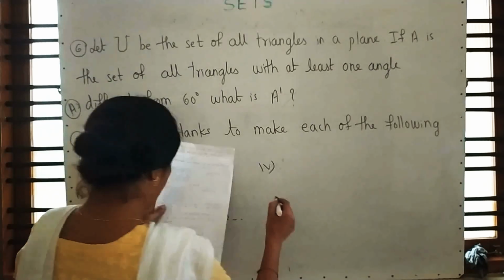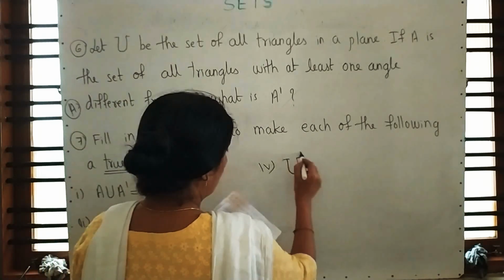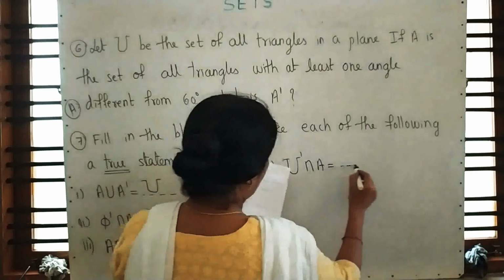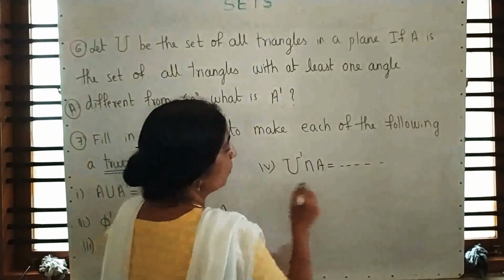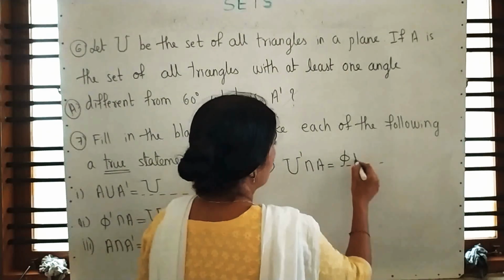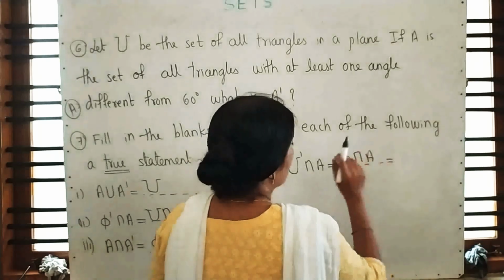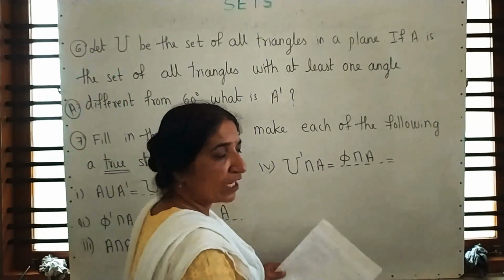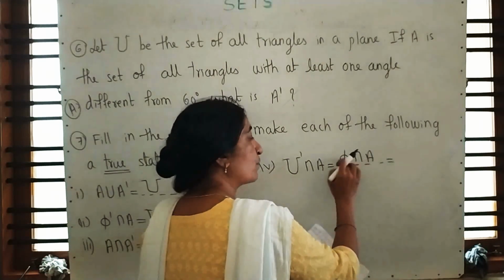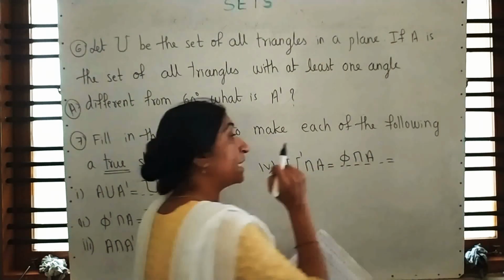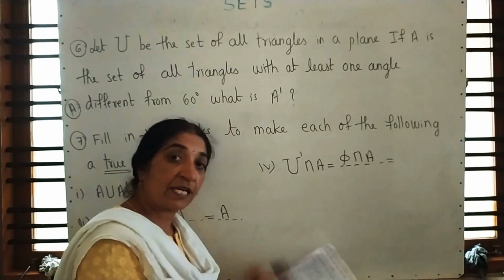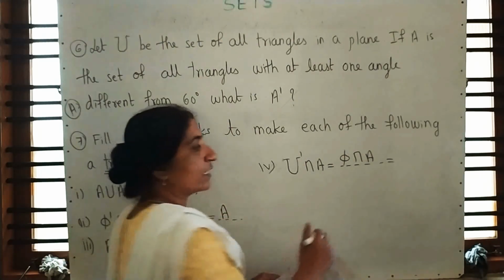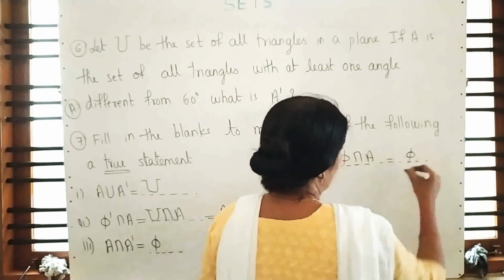Fourth one. Complement of universal set intersection A. See, what is the complement of universal set? Null set. Intersection A. Out of these two, A and null set, null set means empty, there is no element. So which one is smaller? Null set. That means in the intersection of any two sets, you will get the smaller one. So your answer is null set.